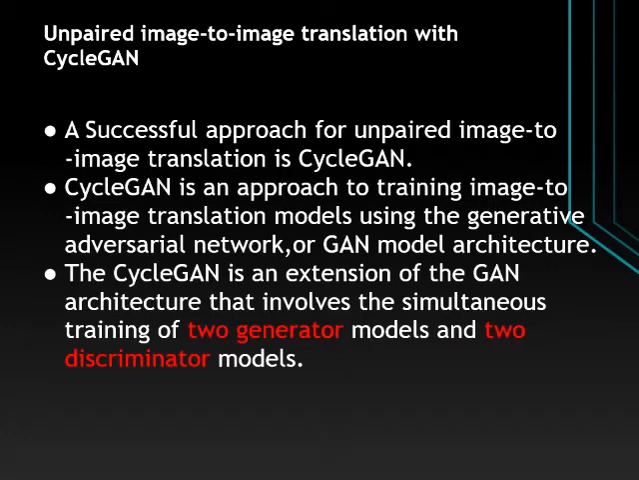CycleGAN is a successful approach for training unpaired image-to-image translation using GAN model architecture, and CycleGAN is an extension of the GAN architecture. It involves the simultaneous training of two generator models and two discriminator models, and these two generators are often variations of autoencoders. They accept one image as input and output another returning image.